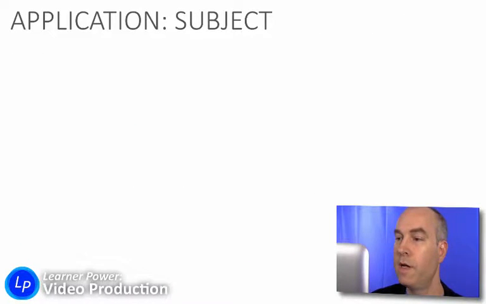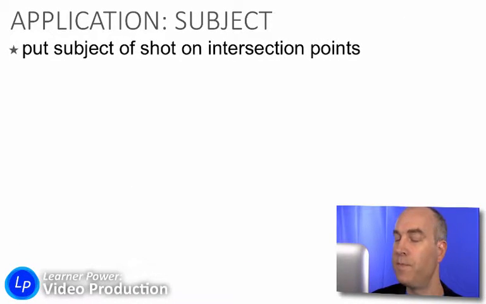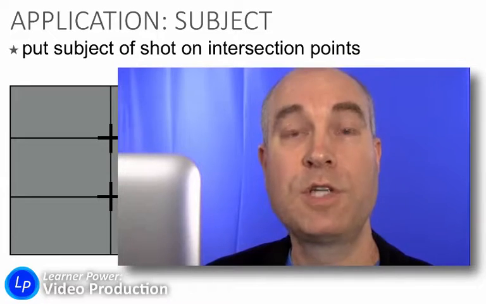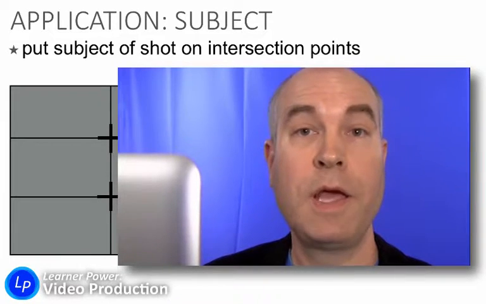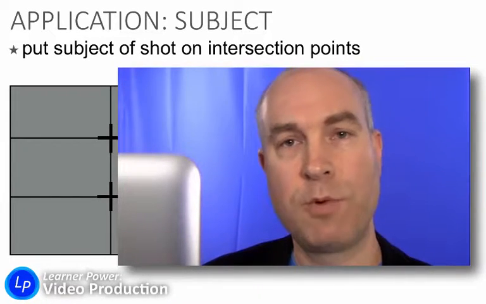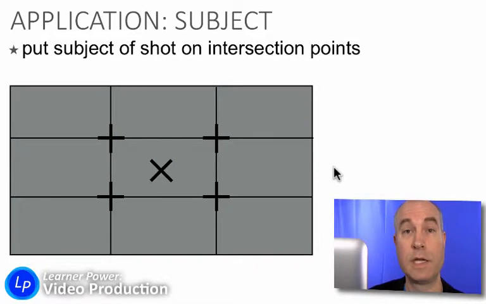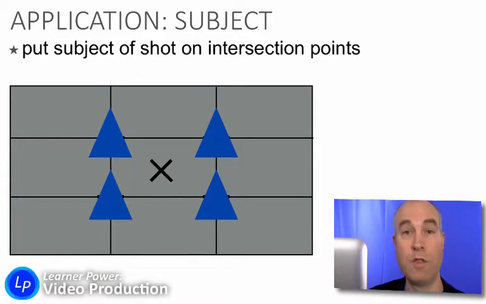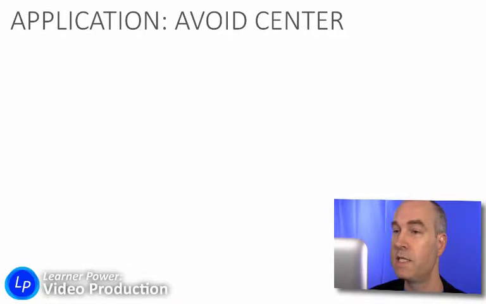Another application, put the subject of the shot on intersection points. We've already covered that. Here is a nice grid for us. If your subject is a blue triangle and you're asking yourself, how should I point the camera at that blue triangle? Then here's your answer. Put that blue triangle there on that intersecting point, or there on that one, or you can probably guess the rest, there or there. Those are the 4 hot spots, the 4 golden spots to put your subject, but never, ever put your subject in the center.